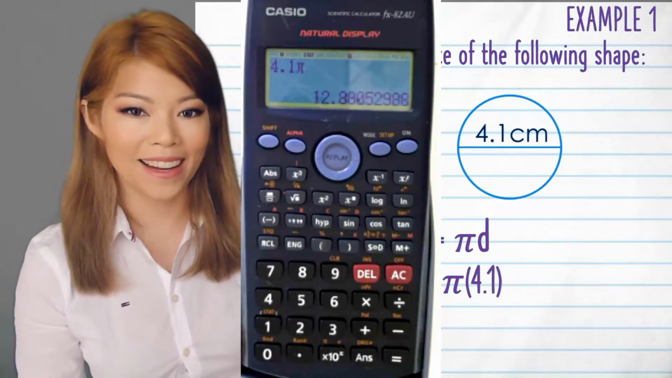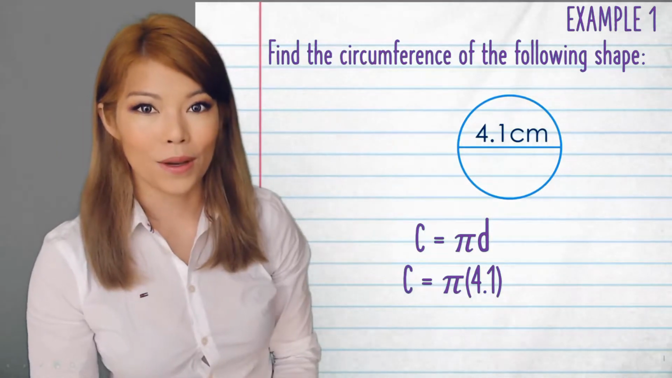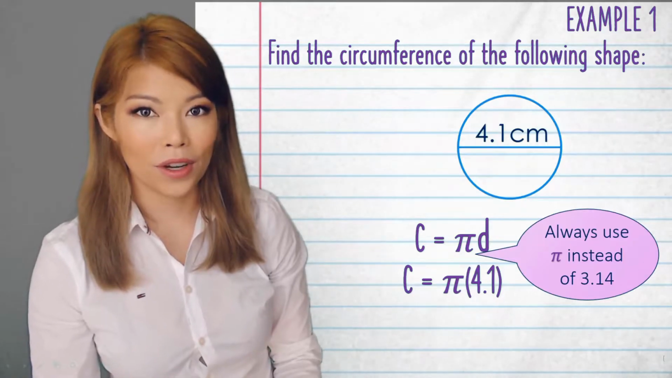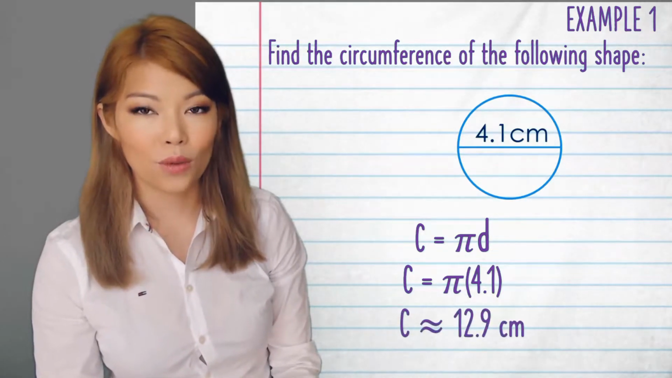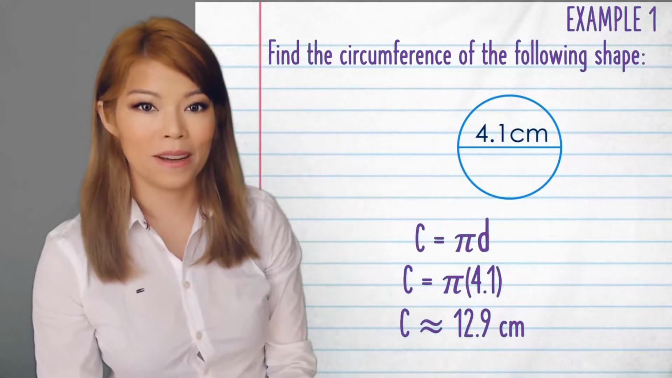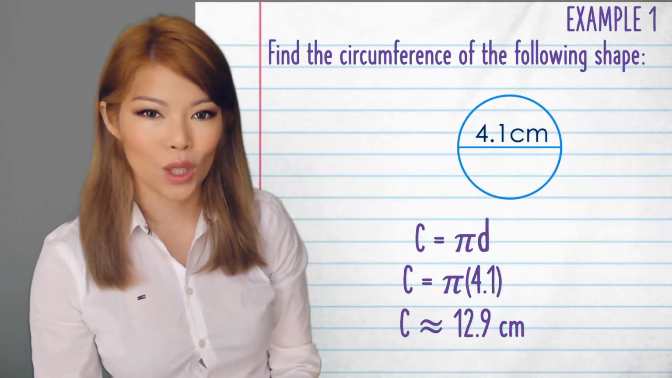So 12.88 is our answer. So always use pi, and if you don't have pi in your calculator, use 3.14, and the answer was 12.88, which is 12.9 centimeters. Let's do one more.